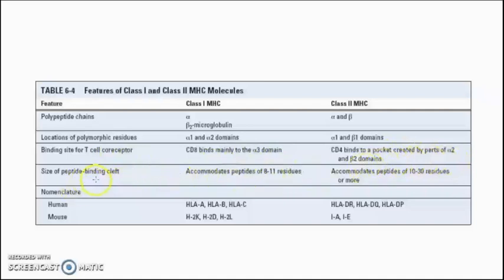The size of the peptide binding cleft accommodates peptides of 8 to 11 residues in class 1 and 10 to 30 residues or more in class 2. Nomenclature in human of class 1 MHC is HLA-A, HLA-B, HLA-C. In class 2, it is HLA-DR, HLA-DQ, HLA-DP. In mouse, class 1 is H2-K, H2-D, H2-L. Class 2 in mouse is I-A, I-E.